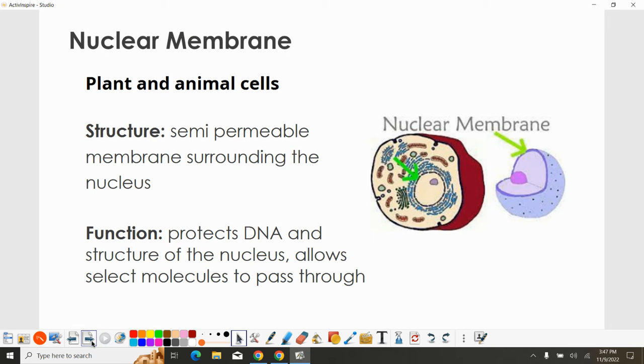Nuclear membranes are just like the cell membrane, but instead of surrounding the whole cell, it just surrounds the nucleus. And it functions the same way that the cell membrane does. It provides a protective function. It protects the DNA, and it controls what moves in and out. But this time, instead of in and out of the cell, it's in and out of the nucleus.